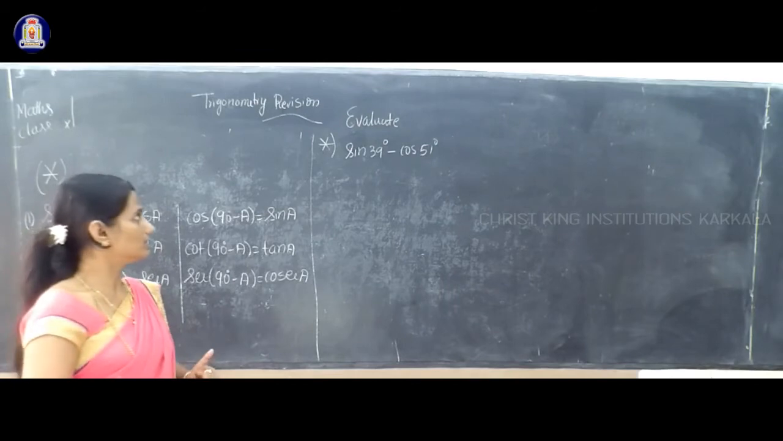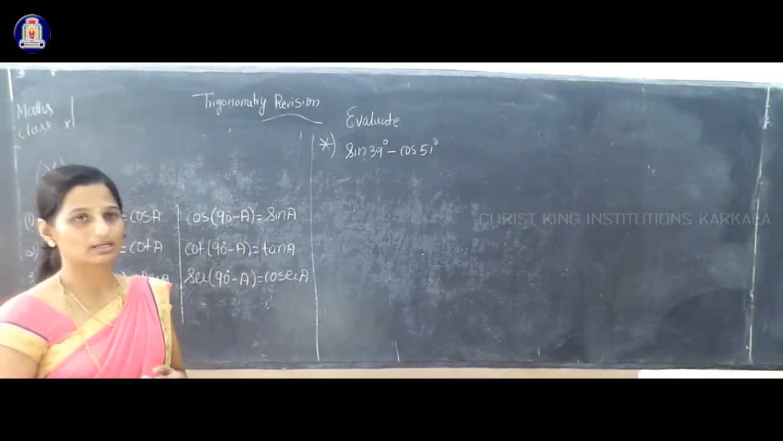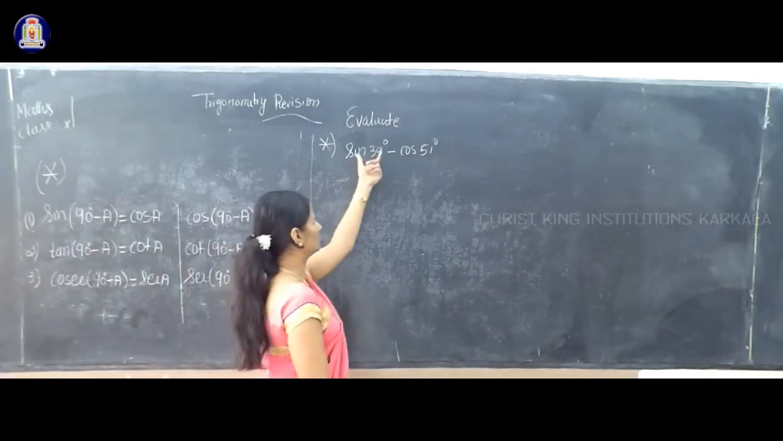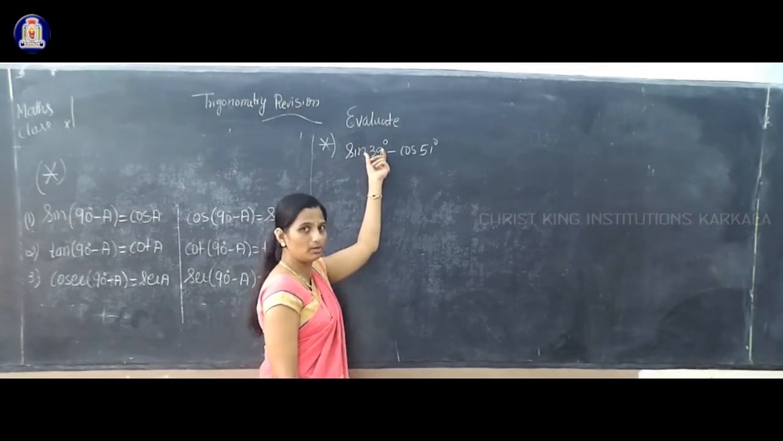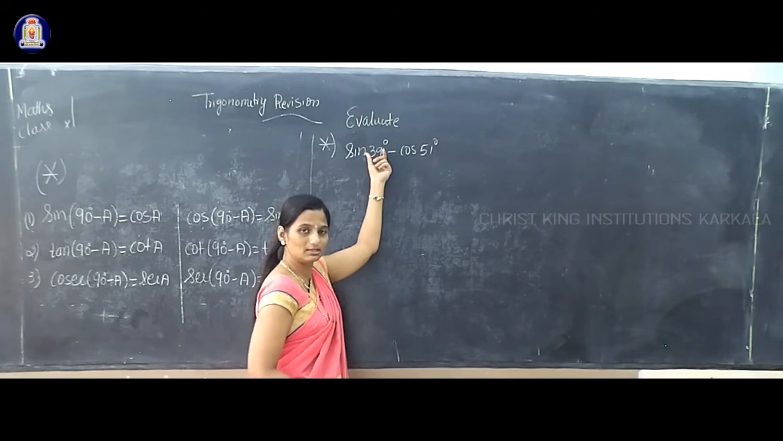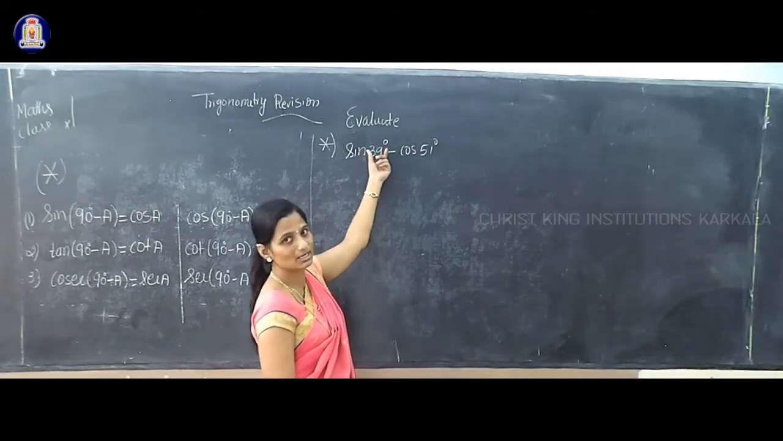How to identify that these are complementary angles? Now, is 39 degree there in your trigonometry table? No. In the trigonometry table, what are the values? 0 degree, 30 degree, 45 degree, 60 degree and 90 degree.